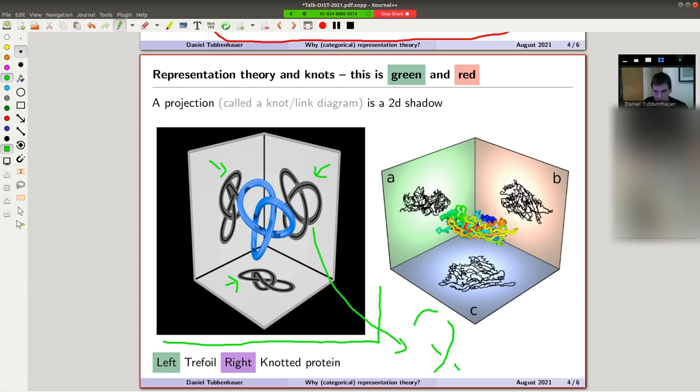Okay, so this is really bad. Let me give it another try. So over, under, over, under, over, under, over, under. So here's my trefoil, and this is the shadow of the trefoil here. I hope I got it correct. And the only extra information above the shadow is that I keep track of which is over and which is under.